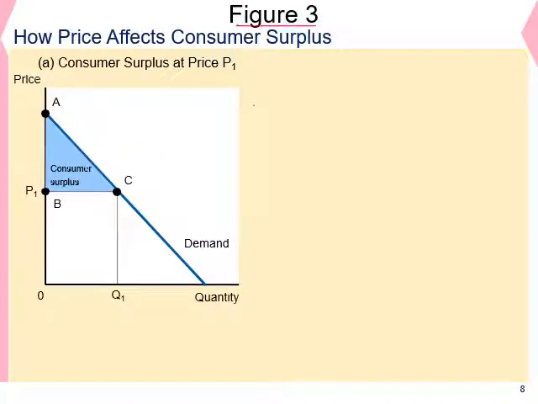Figure 3 shows how price affects consumer surplus. In panel A, consumer surplus is at price P1. So at price P1, the surplus is going to be the area below the demand curve and above the price, which is represented by the triangle A, B, and C.